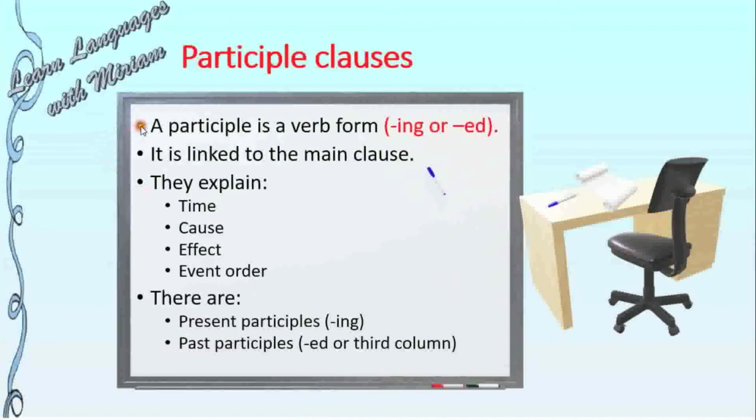So, a participle is a verb form ending in -ing or -ed, or the third column. It is linked to the main clause. And they explain time, cause, effect, or event order. And there are two types: present participles ending in -ing, or past participles ending in -ed or the third column.